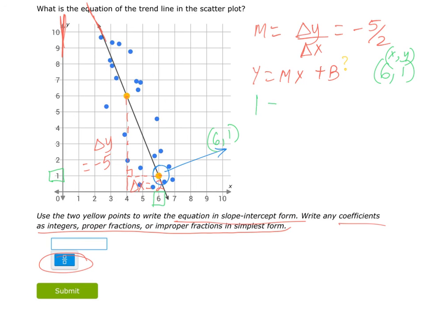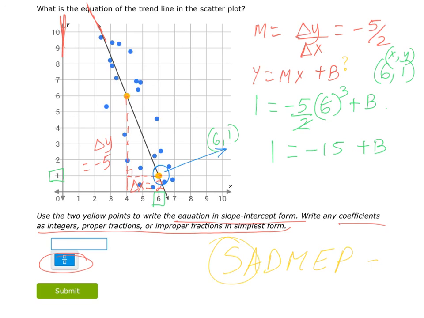So y is 1, and then we have negative 5 divided by 2 times 6 plus b. So 6 divided by 2 is 3. We get negative 15 plus b and 1. And then we can utilize SADMAP. So we see a subtraction sign. Let's do the opposite. So plus 15, plus 15. This cancels. We get 16. So our b value is 16, right? So let's plug in b as 16 and m as negative 5 over 2.